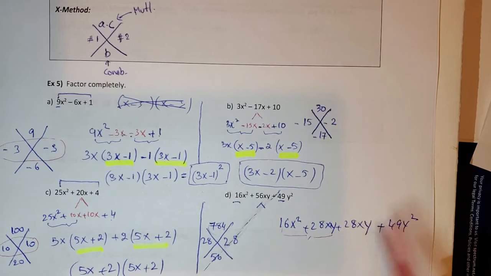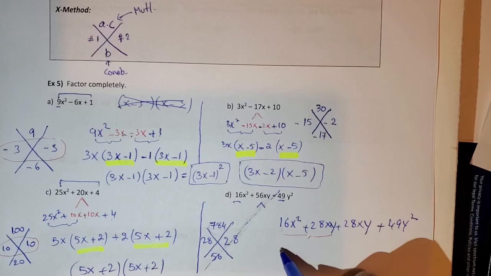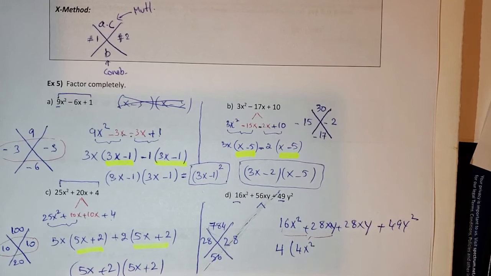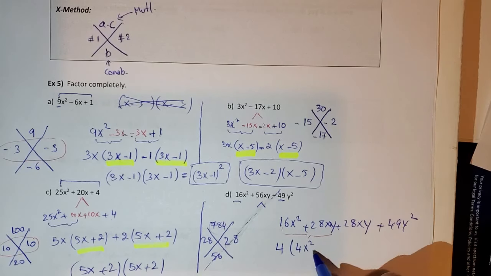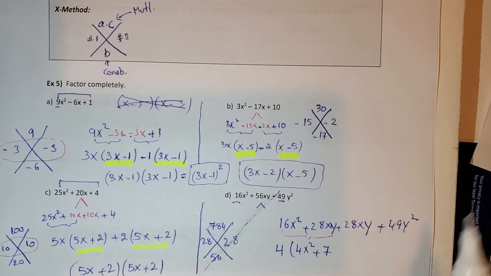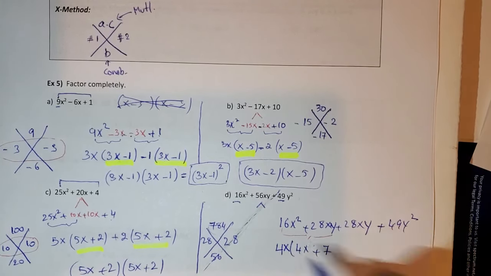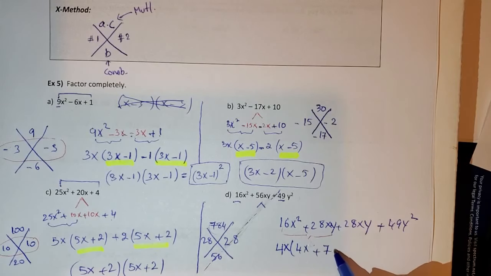So the first one, I can pull out the number divisible for 16 and 28, which is 4, so I can pull out the 4. That leaves me with 4x squared, and 28, factor out the 4, you take 28 divided by 4, which is 7. And I forgot to pull out x. They both have x, right? So I'm going to pull out the x here. Alright, so this is 7y here.